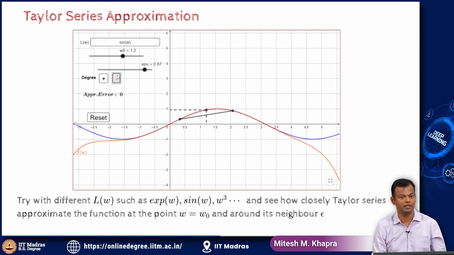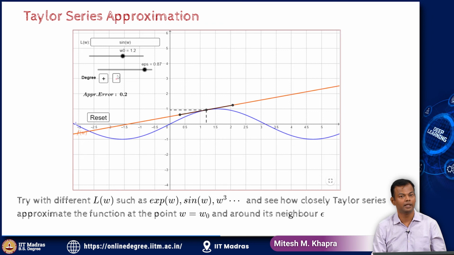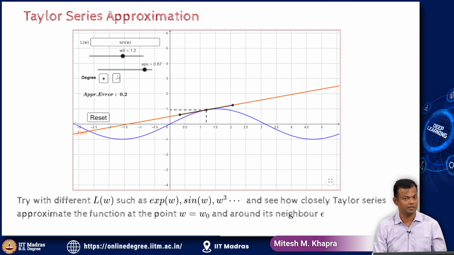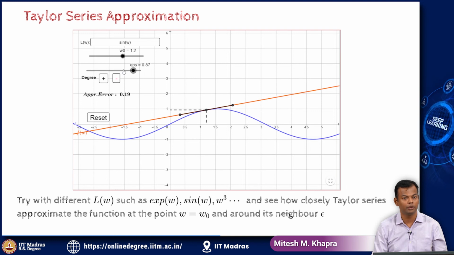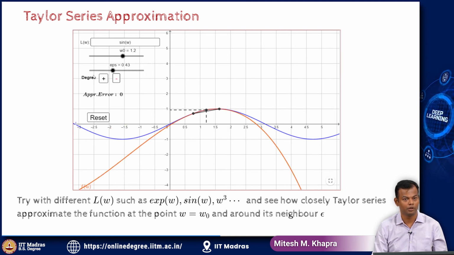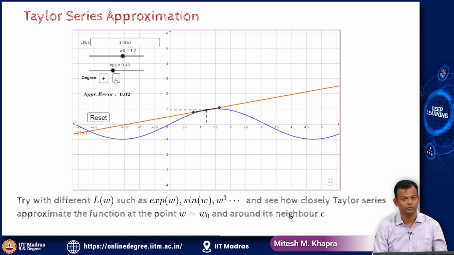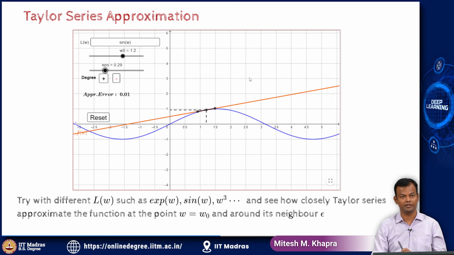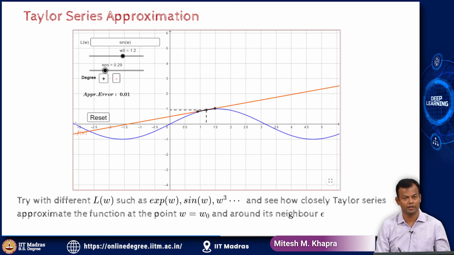If I keep decreasing the degree, then my approximations become bad. In the linear case, my approximations are bad, but they are very good in a small neighborhood around the point. In the small neighborhood, my approximations are quite good. So that's the main thing you need to understand about the Taylor series.